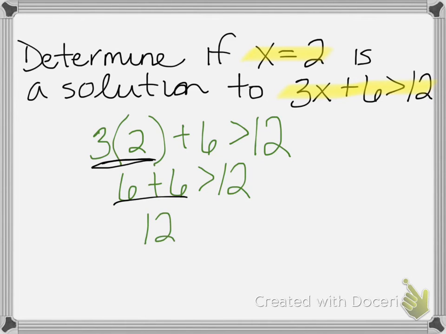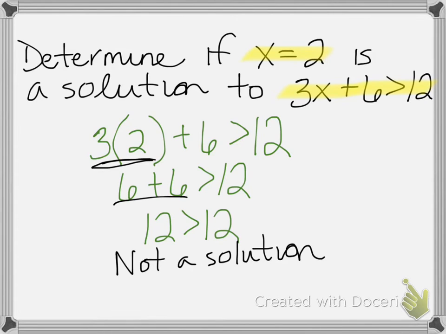It's 12. Now think about this for a second. Is 12 greater than 12? No, it's not. They're equal to each other, but it's not greater than. And there is no equal to bar. We're not allowed to be equal. We only want to be greater. So in this case, this is not a solution, because 12 is not greater than 12.